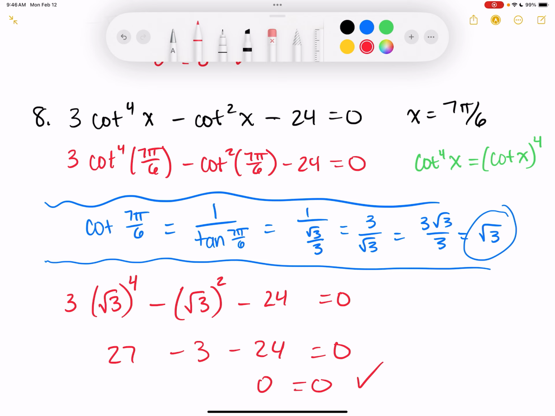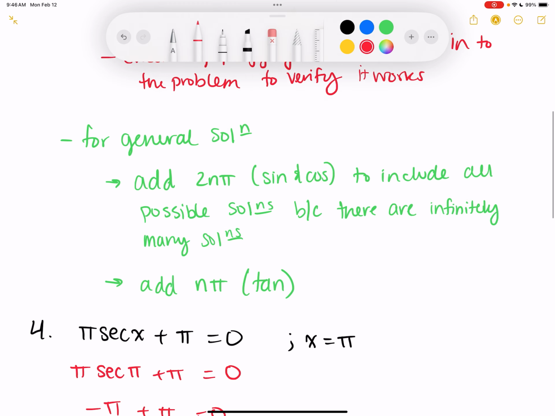All right, these next problems are going to be general solution problems. Okay, meaning that we're going to be adding either 2n pi or n pi, depending on which situation we're dealing with, to the end of the answer. Okay, we don't do that till the very end when we're writing out our final answers.